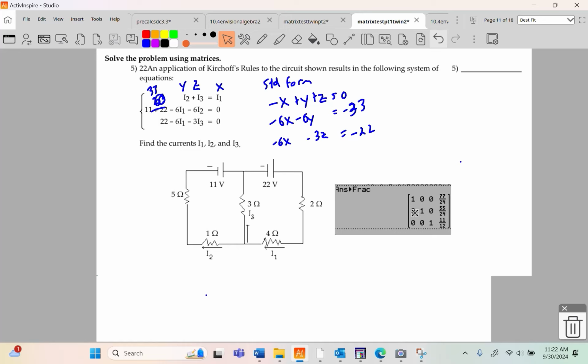Now, I used X, Y's, and Z's for your purpose, but this is the first current. Current 1 is 77 over 24. Current 2 is 55 over 24. Current 3 is 11/12.